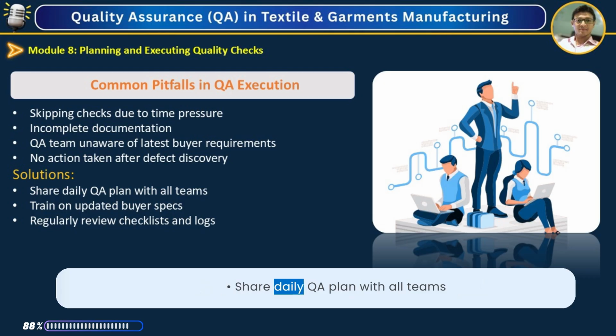Solutions: share daily QA plan with all teams. Train on updated buyer specs. Regularly review checklists and logs.